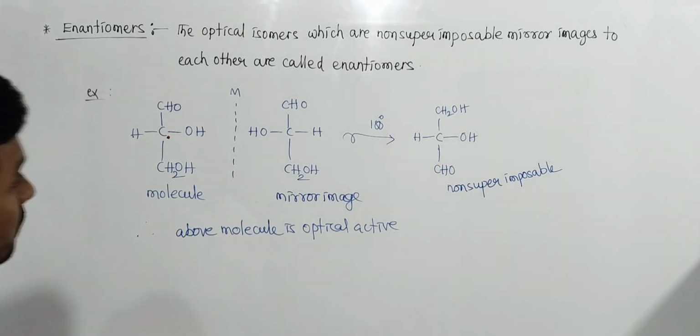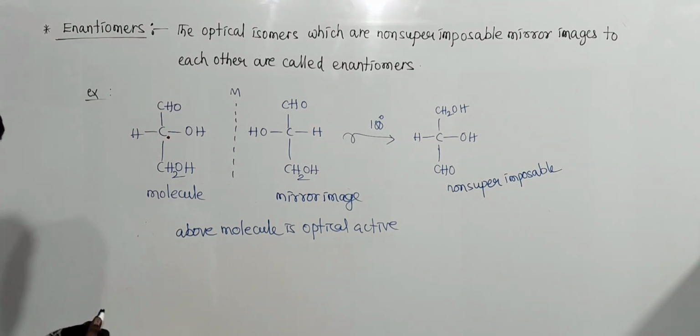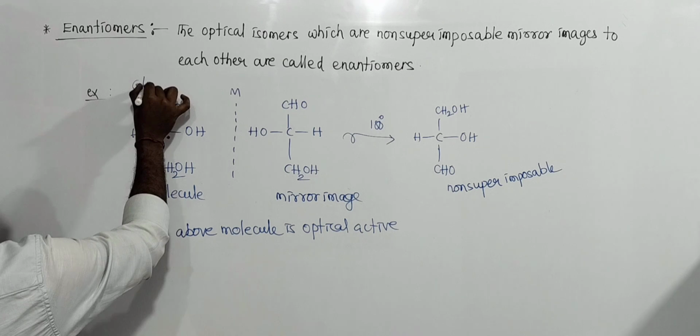Next, diastereomers. Take this one. This example is the glyceraldehyde molecule. The example is glyceraldehyde.